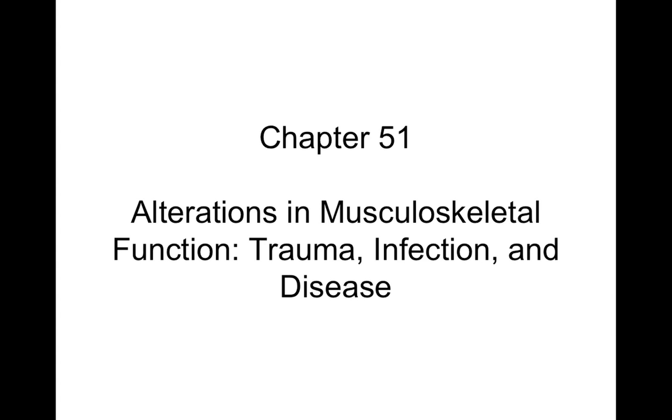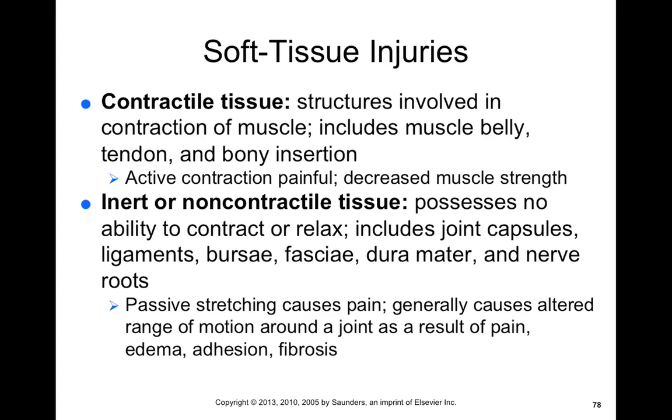Okay, so in this video we're going to talk about chapter 51. It's all about alterations in musculoskeletal function. So we'll talk about traumatic conditions, infection, and disease. For soft tissue injuries, we want to differentiate between contractile and non-contractile tissue.